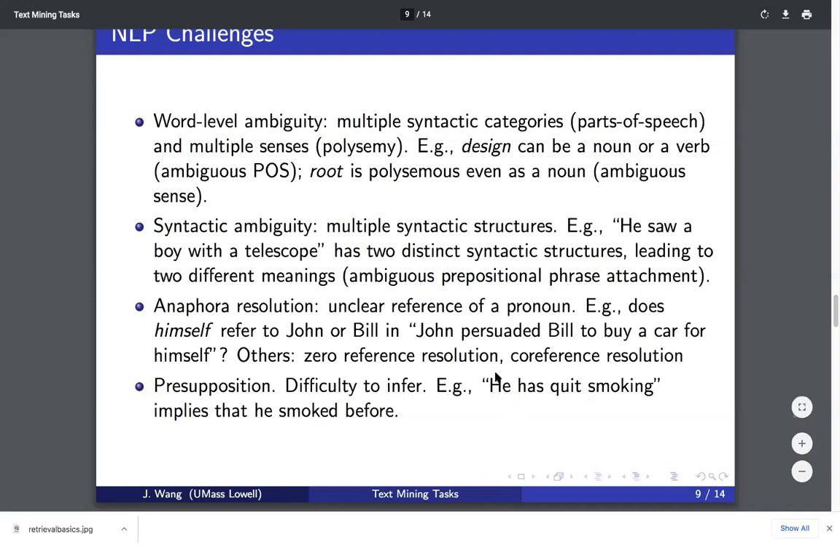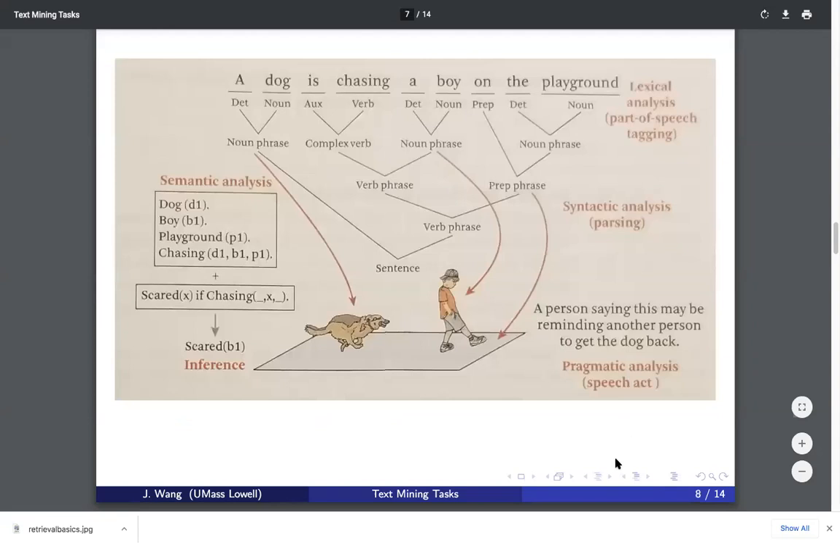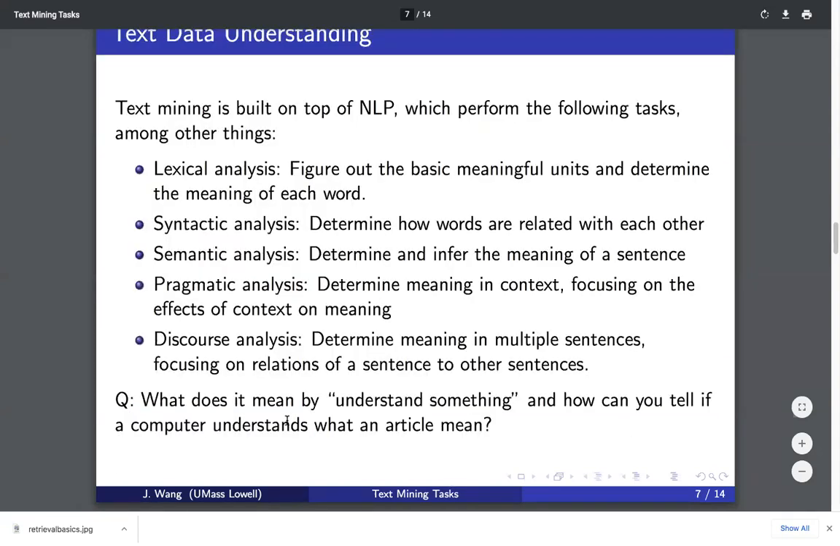But such things are hard to infer, even though it's easier for humans to understand something behind this. He was a smoker, so that's why he needs to quit smoking. So that goes back to my previous question to you. What does it mean to understand something?